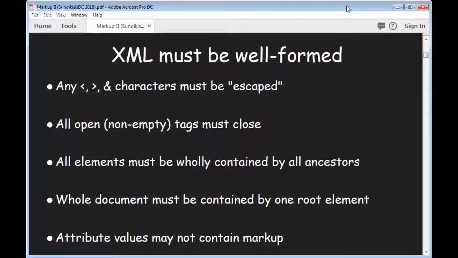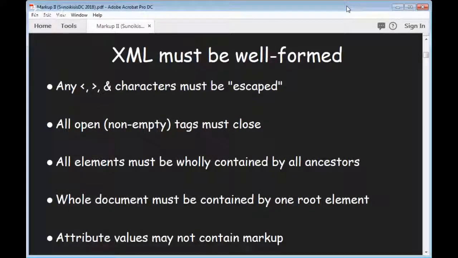They must be represented using entities, and so that's the main purpose of the entity there: when you want an opening angle bracket but you don't want it to start a tag, you instead encode it as the entity for an opening angle bracket, which is an ampersand LT and then a semicolon to close it. But the summary of that rule is that those three characters can't be used as normal characters in the text of an XML file because they have special meanings. The second rule is that if you open a tag and it is not an empty tag that has no content, then it must close again.